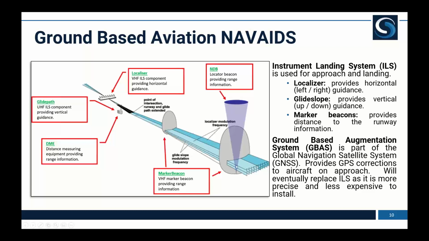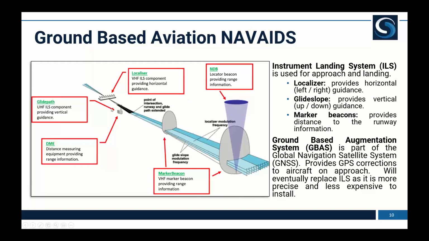If you can see in the diagram, you have the threshold towards the center left part of the diagram. It's a black strip on the ground there, and it's got a blue line extending from it. That's the path of the aircraft as it's trying to descend and approach the runway. The localizer helps provide this left-right guidance to make sure that the aircraft isn't too far right or too far left of the runway.